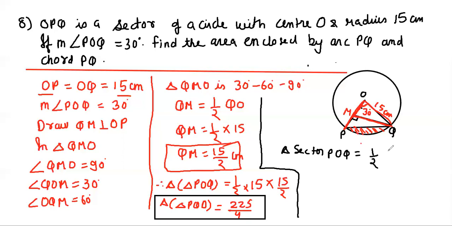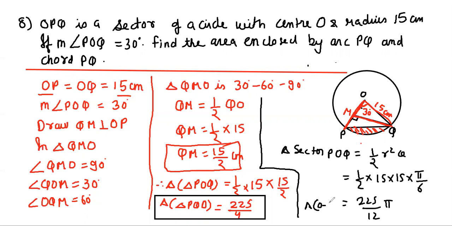Half r square theta. So you know the radius half. What is r square? Radius is 15. So 15 into 15 into theta, which is 30. Now if I write down 30 into radians, we know that it is pi upon 6 radians. Now what else I can do is I'll multiply this. 15 into 15 is 225 upon 6 2s are 12 into pi. So I got this as 225. Area of sector OPQ is equal to 225 upon 12 pi. Let me make one more box over there to mark one of the answers.